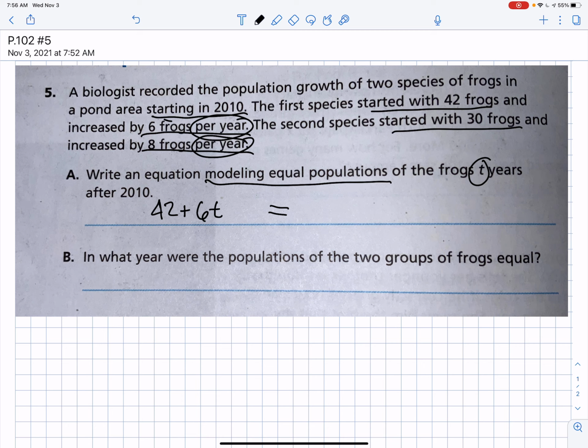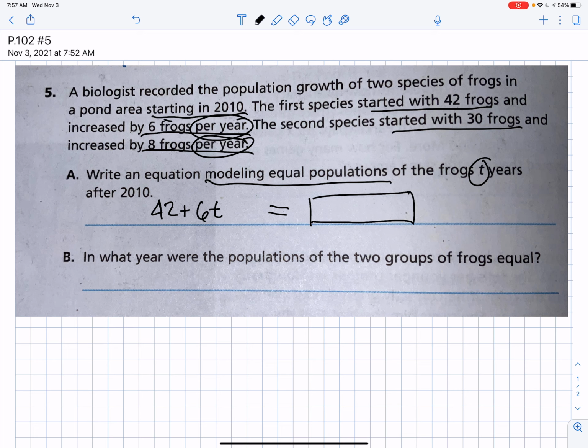And then for B, in what year were the populations of the 2 groups of frogs equal? You should know this by now. Once you have the second side of this, the other equation, you're just going to solve the equation for T. So you're just going to move things around, get T by itself, solve for T, and T will be the number of years. Now, that's the number of years after 2010. So T is going to be the number of years after 2010.